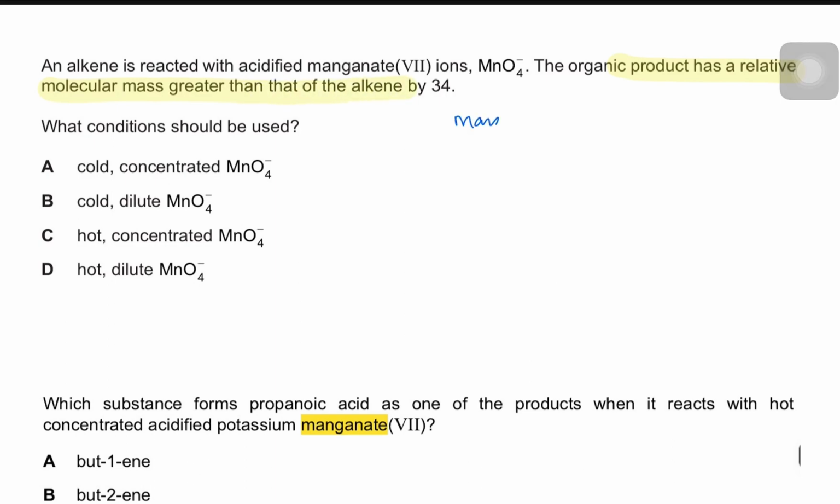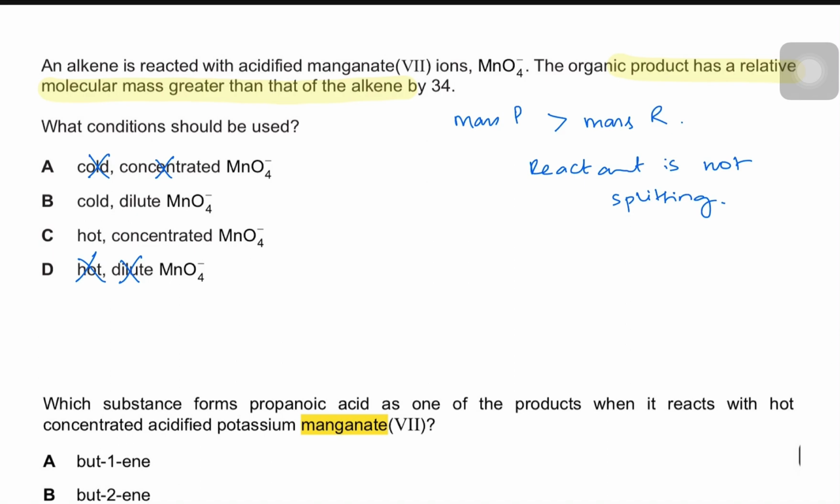So mass of product is more than the mass of reactant, which means the reactant is not splitting. You are not breaking down the reactant into two products, which means it is the cold dilute condition. Let's look at the options. The first says cold concentrated. We never talked about cold concentrated, it doesn't exist. Option C says hot concentrated, which does exist. Option D says hot dilute, which does not exist. So either it's B or C.